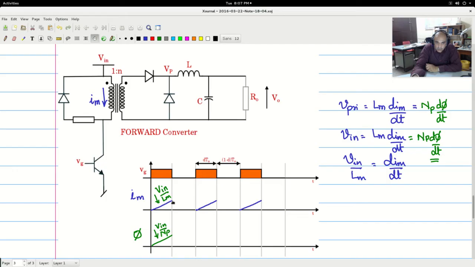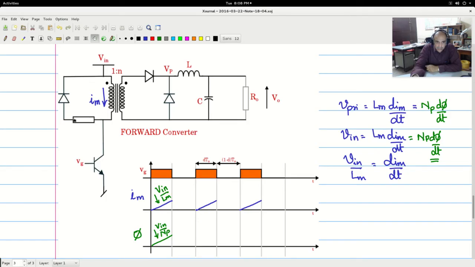This is supposed to go down to 0, which is a high, negative di by dt, in a very narrow time. A negative di by dt means that the voltage induced here will change polarity. So this will become positive and that will become negative. The dot end will become negative, the non-dot end will become positive, and this will drive a current through this closed circuit path, turning on this diode.